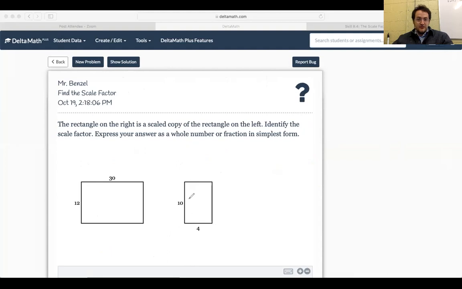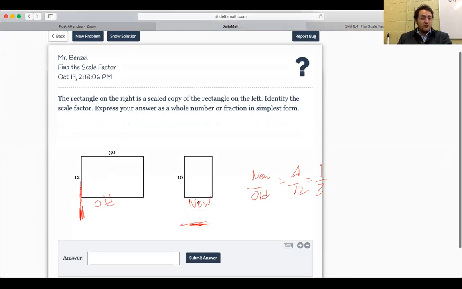So this is new. This is old. Now notice the 4 is the shorter of the two sides and the 12 is the shorter of the two sides. So I look at what matches. I have new over old and I get 4 over 12. Now that's not a simplified fraction, so I want to make sure it is completely simplified. So I get 1/3 in total.